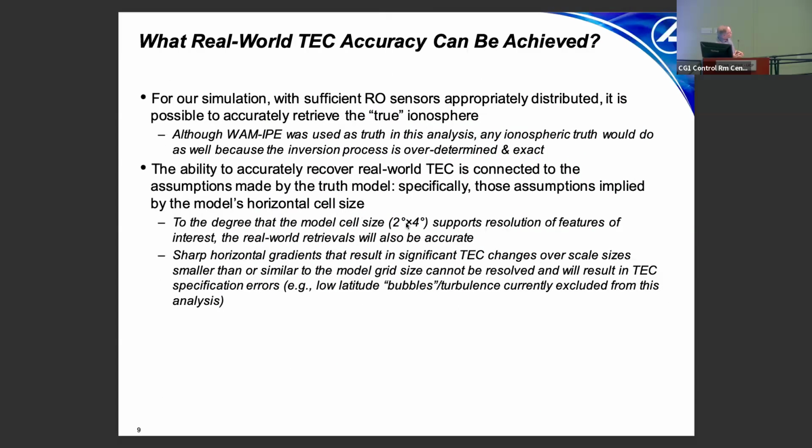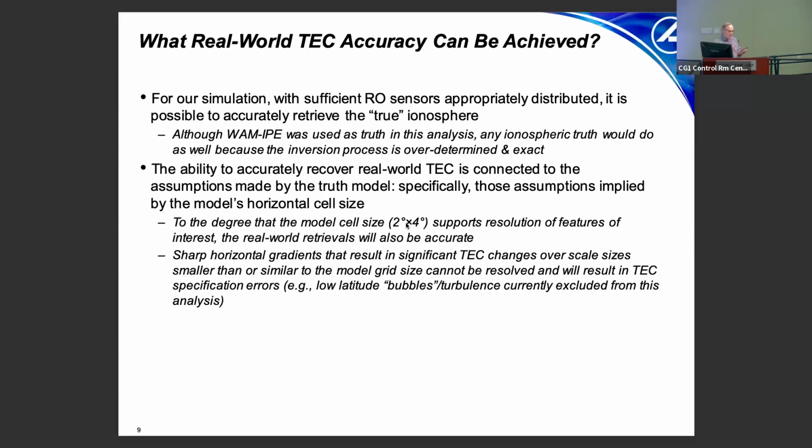So just switching topics just a little bit, what kind of accuracy are we talking about? Here we get perfect retrievals for our analysis because of the way we stated the problem. But in the real world, a key factor is whether or not the spatial scales, particularly horizontally, support the kind of measurements that we see. If we were trying to retrieve, for instance, bubble structures in the equatorial region, which have large density variations over small scales, we're not going to see that at 2 by 4 degrees. We're never going to get there. So that's where we're going to have errors.